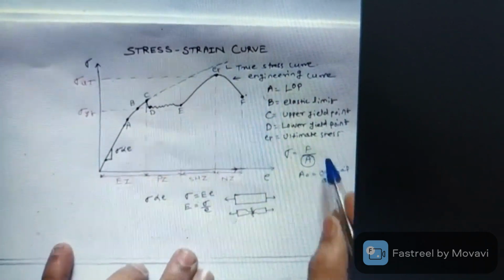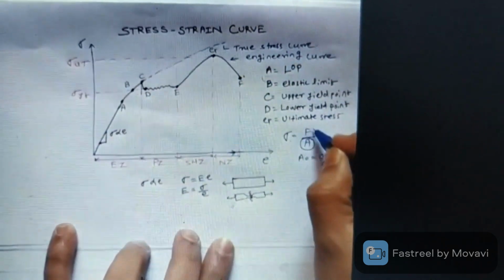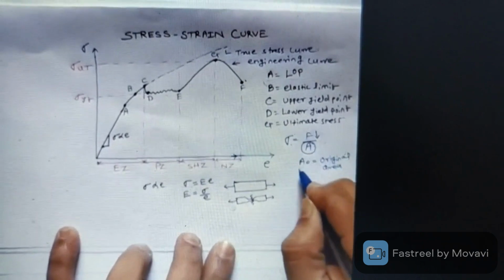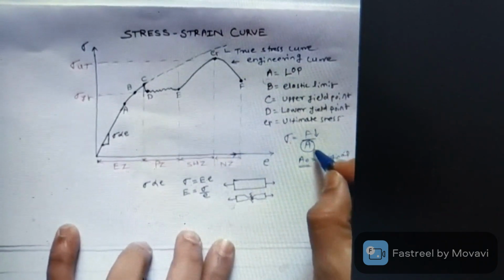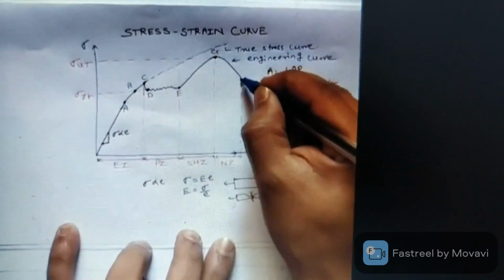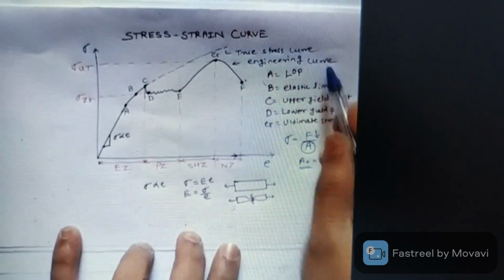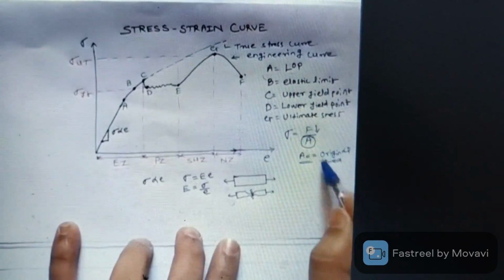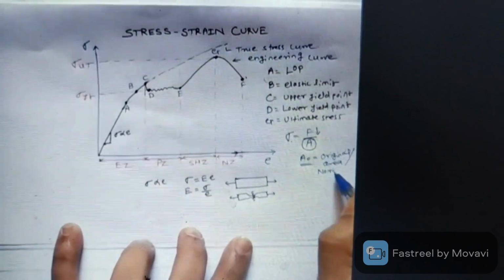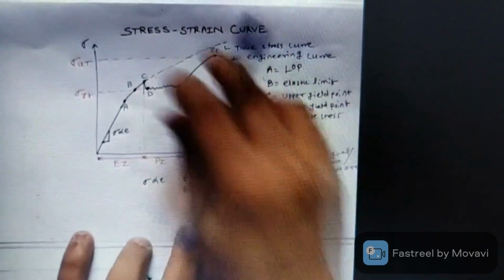Okay, so in this case, if we see here, the force is reducing, but the area is constant, which is A0. So the area is original, but the force is reducing. That's why here the stress is reducing. That means the engineering stress is nothing but the force upon original area, which is also called the nominal area.